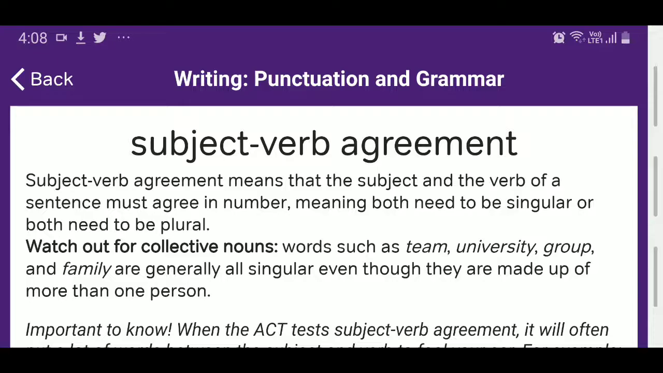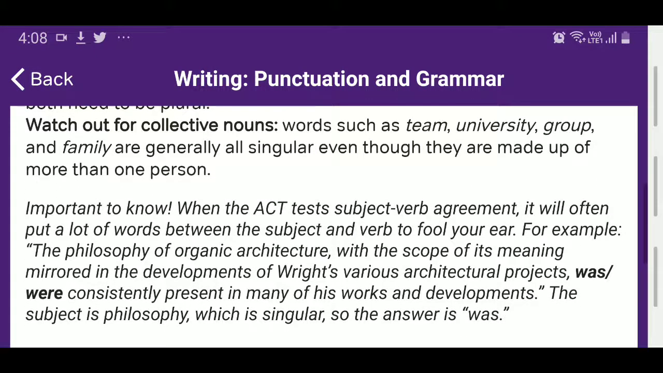Words such as team, university, group, and family are generally all singular, even though they are made up of more than one person. Important to know, when the ACT tests subject verb agreement, it will often put a lot of words between the subject and the verb to fool your ear. For example, now here they have given an example: The philosophy of organic architecture, with the scope of its meaning mirrored in the development of Wright's various architectural projects, was or were. Well, let us see this.